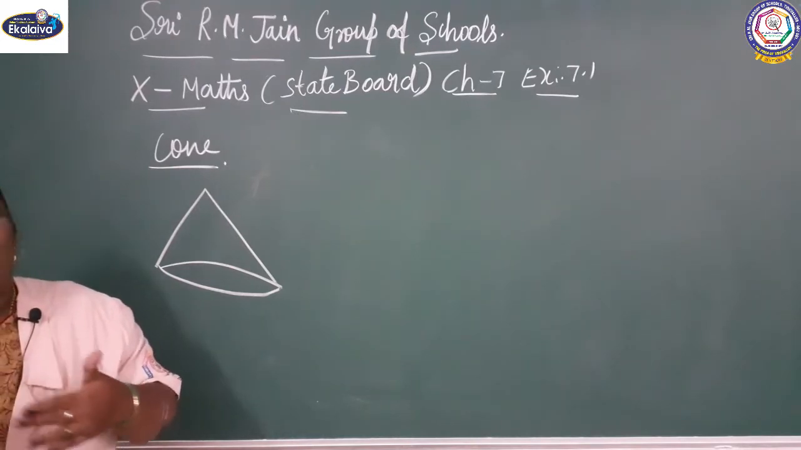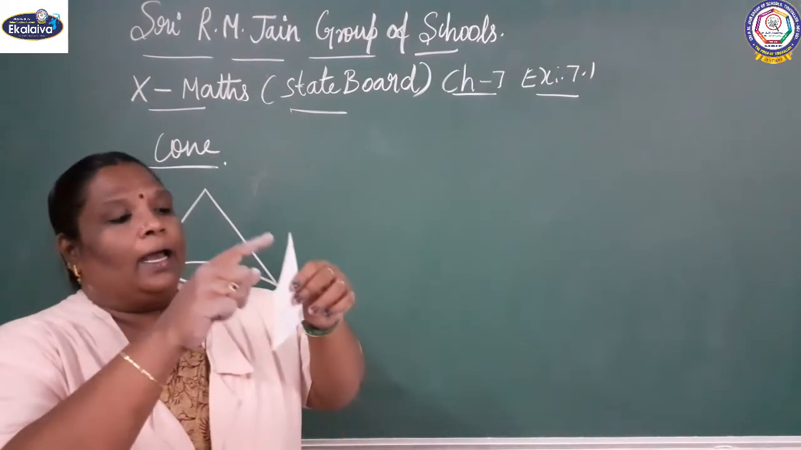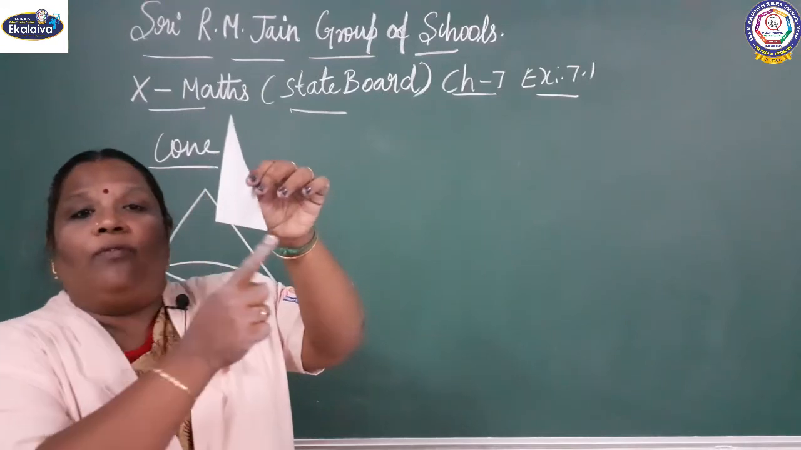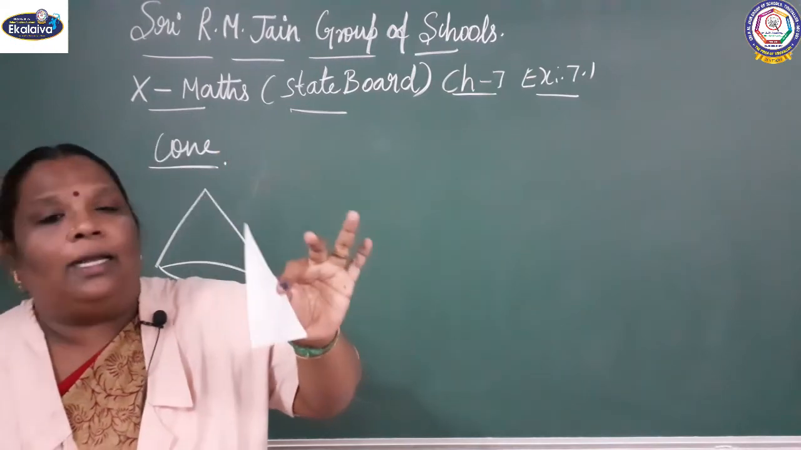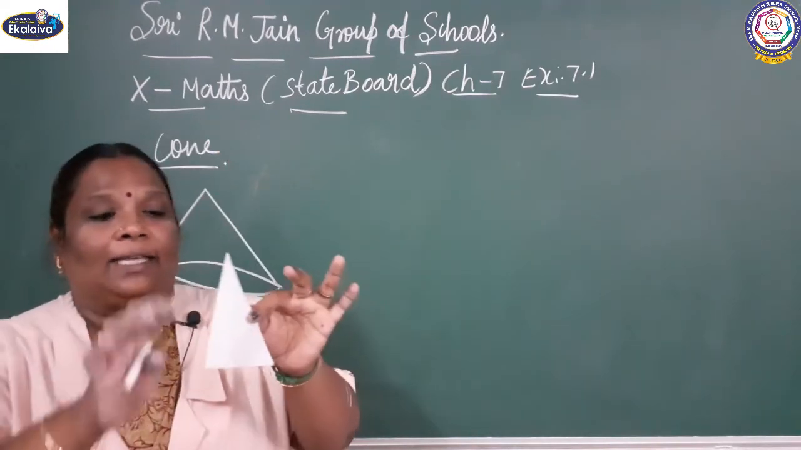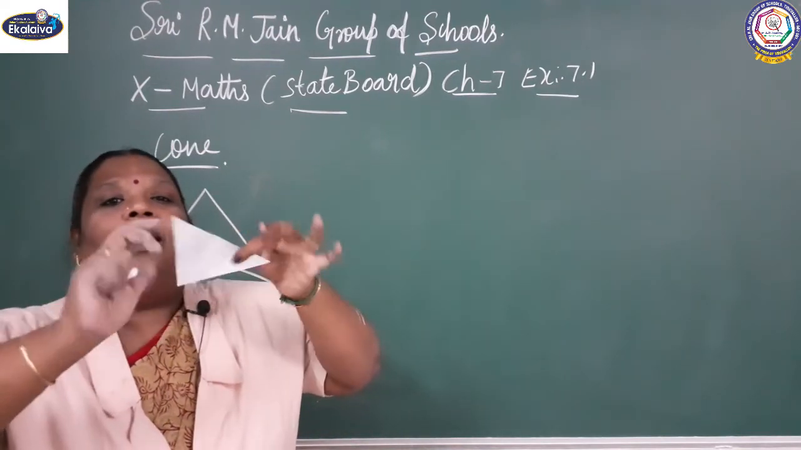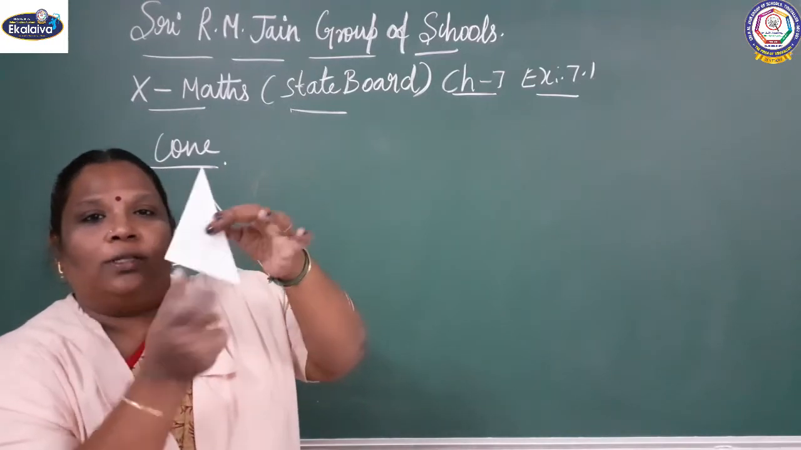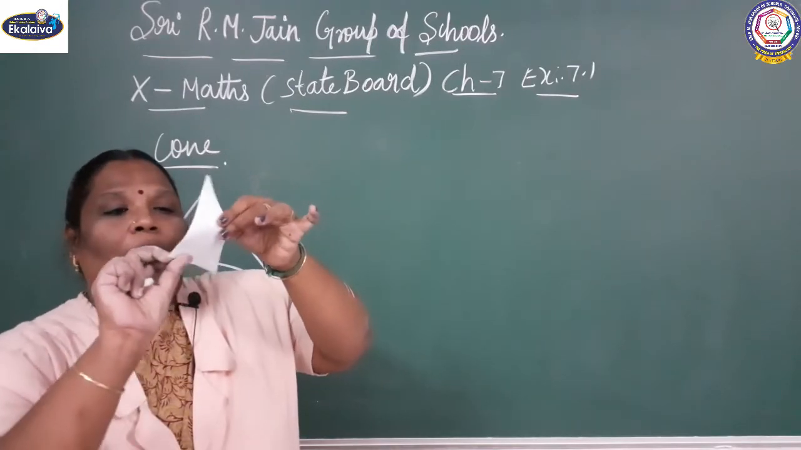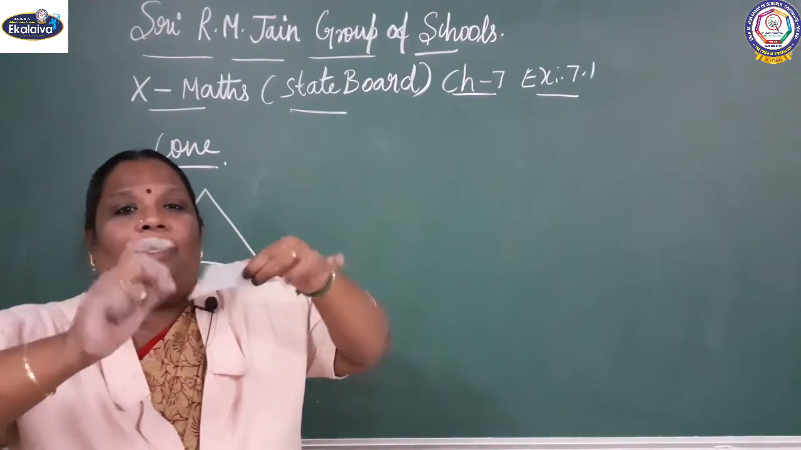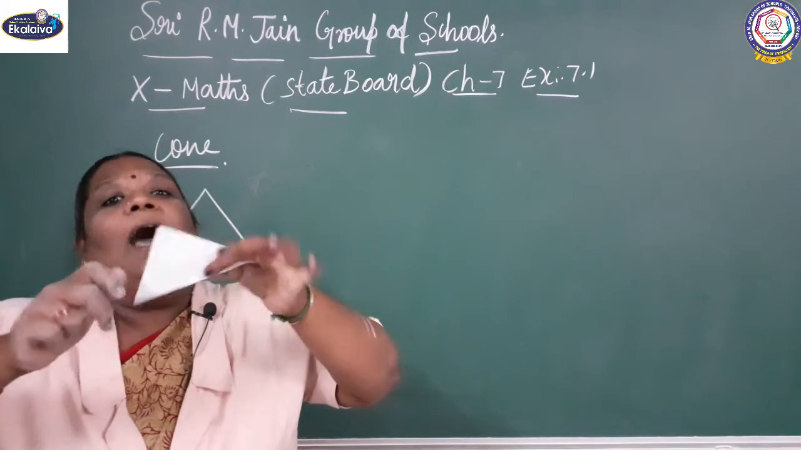It is revolved about one of the sides that contains the right angle. One angle should be 90 degree. With the right angle side as the axis, it revolves like this or like this, and you get a cone. One of the sides at the right angle is the axis.